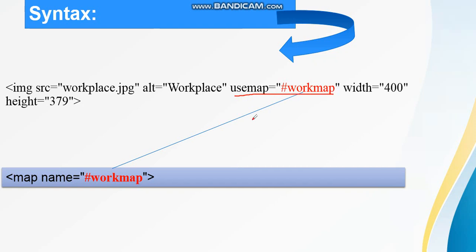Why usemap? Since it is going to take the map name from this tag. As you can see here, the name of the map is workmap. Similarly, here you are going to make use of it. You can give any name, but in my examples I have taken hash workmap. It is compulsory to write hash in front of the name of the map. Next.